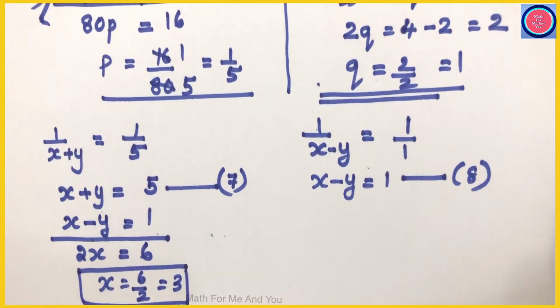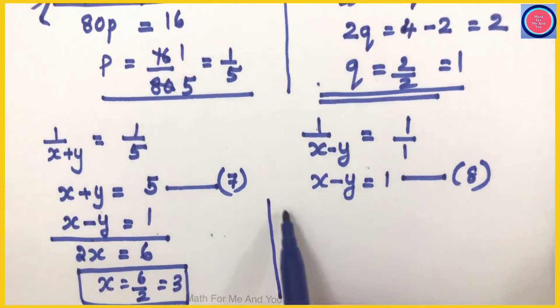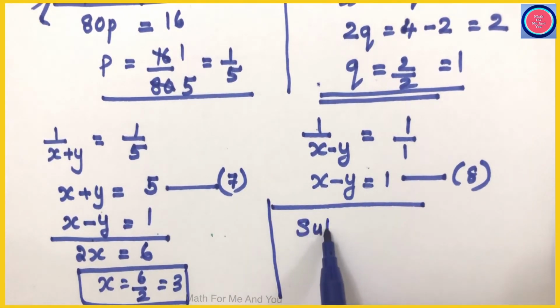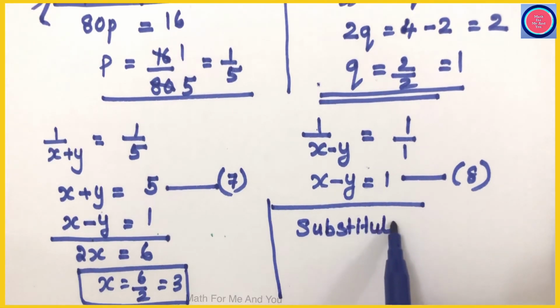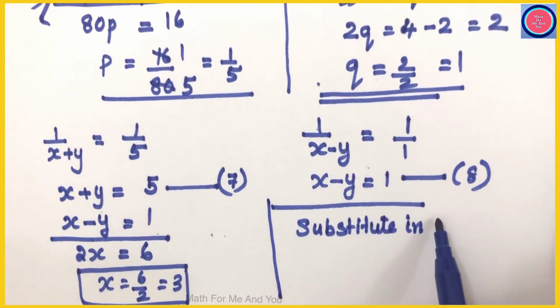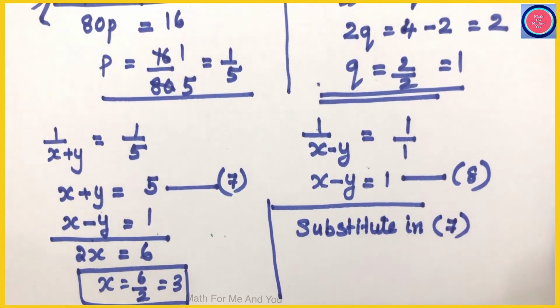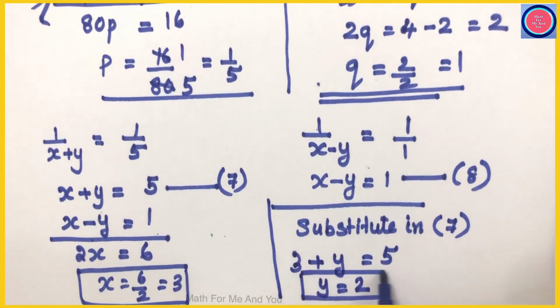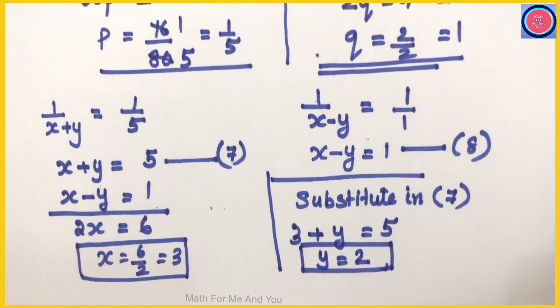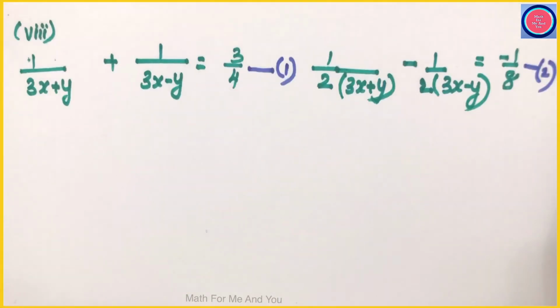So we have to use these two equations together to get the value of x and y. One variable is ready. How to get the other variable? Substitute in either equation number 7 or 8. Now I am substituting in equation number 7. Then x plus y equals 5 becomes, x is 3, 3 plus y equals 5. What about y? y is equal to 5 minus 3, that is 2. See, we got x and y. Okay, let's look at the next one.